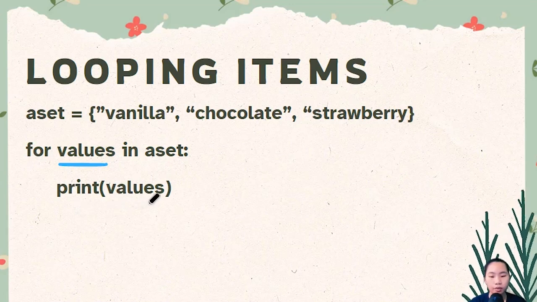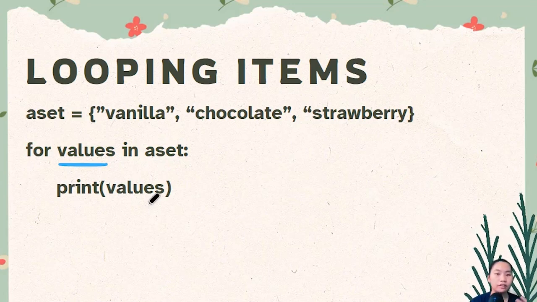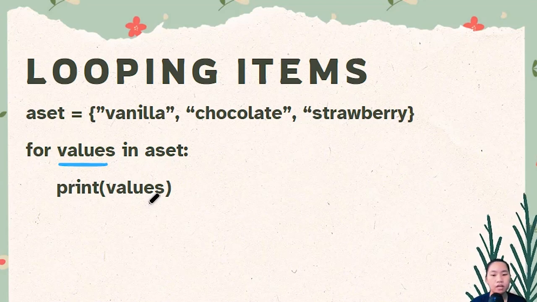Now, if you remember from what we've seen previously with lists and dictionaries and tuples, what a for loop will do is it'll print everything, every value that a set would have. So you would have vanilla, chocolate, and strawberry, okay?